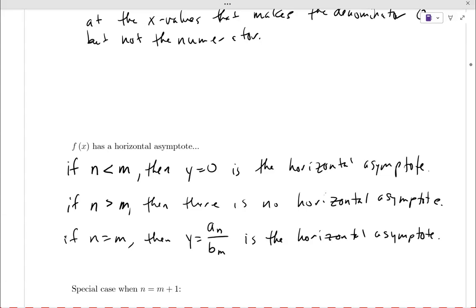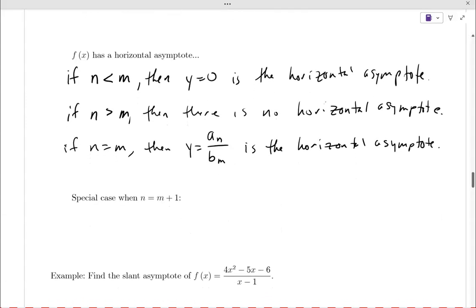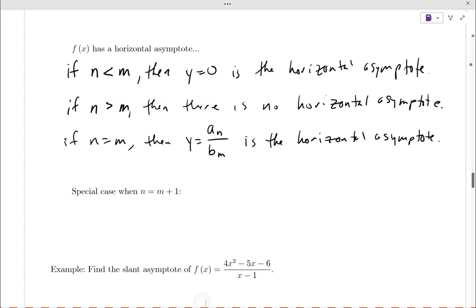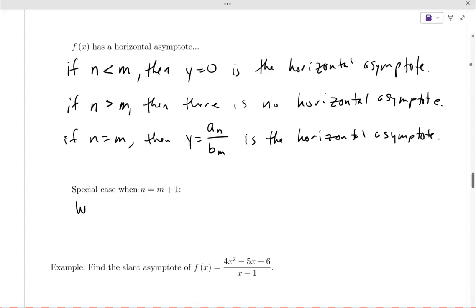All right. There is a special case. The special case, when you've got the degree of the top is exactly one more than the degree of the bottom. So think about if you had like x cubed over x squared, that would simplify to just an x, right? Which is still a line, isn't it? Not a horizontal line, but it's a line. In that case, we get what's referred to as a slant or an oblique asymptote.